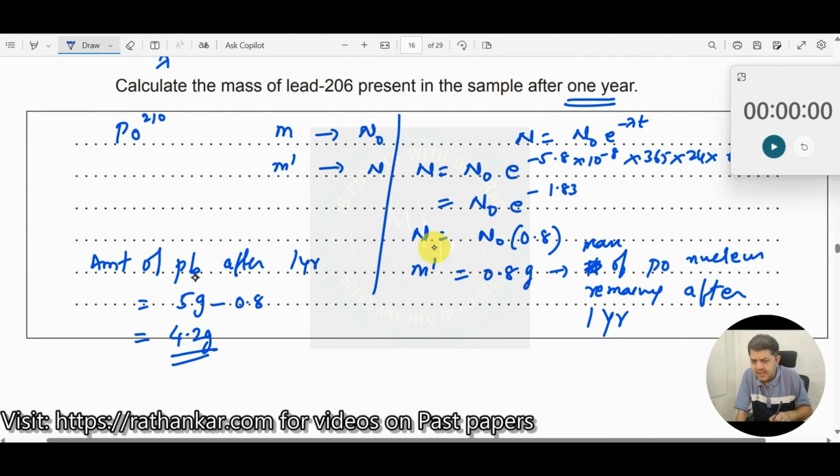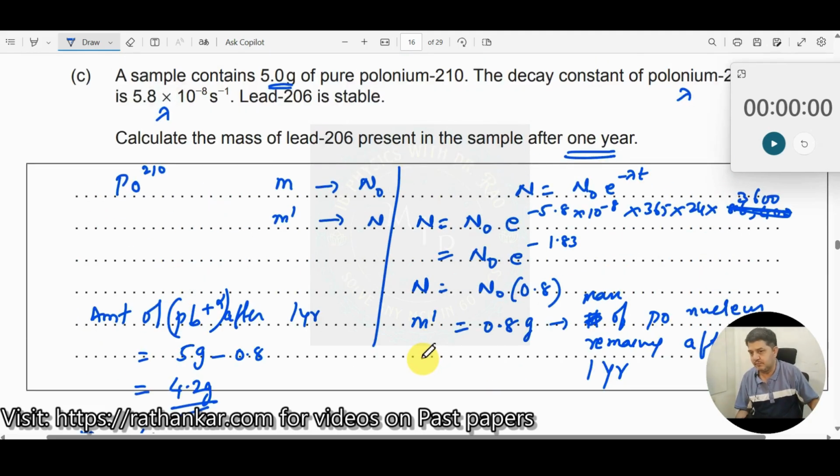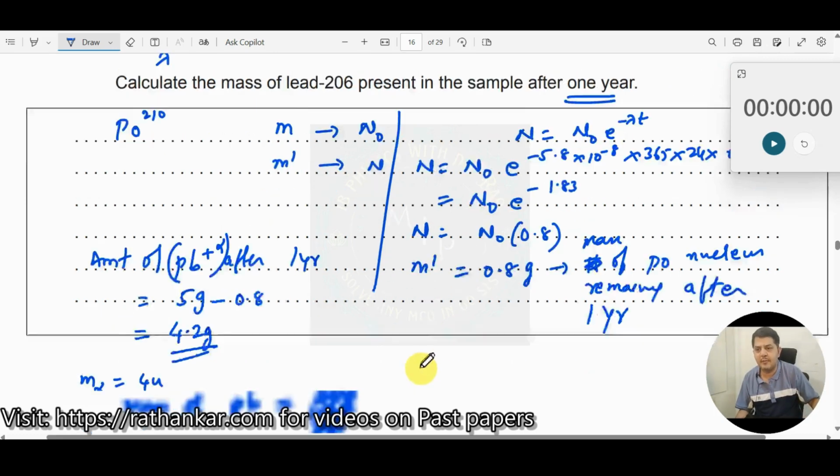Now, is this the amount of lead? No, it's not. It is the amount of lead plus alpha particle which is left after 1 year, 4.2 grams. But actually we need only lead, which means I should subtract that alpha particle mass also. Now, how do I subtract that? I can only say the mass of an alpha particle is 4u, but in this sample, how many alpha particles were there from the initial 5 grams? Quite difficult, but there is an easier method.